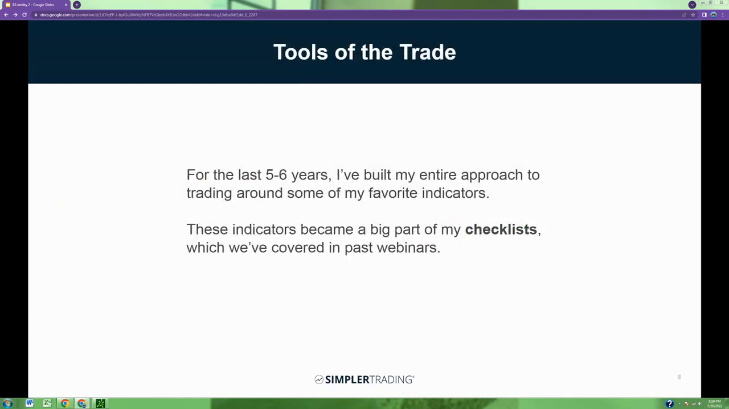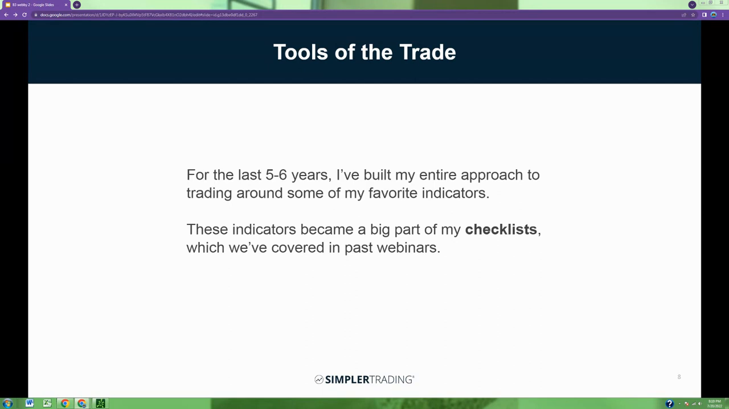So for those of you in our trading rooms, we got the options room, we got my mastery, the free trading room. You know how picky I am about my setups. And really what I've done is I've built my entire approach to trading around some of my favorite indicators. And ultimately, those indicators, those tools, they became a big part of my checklists.